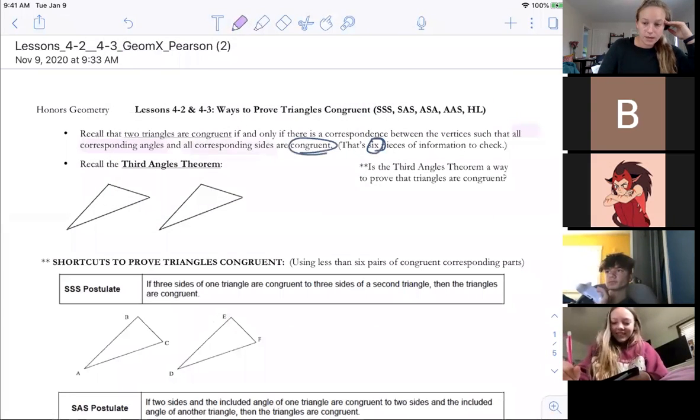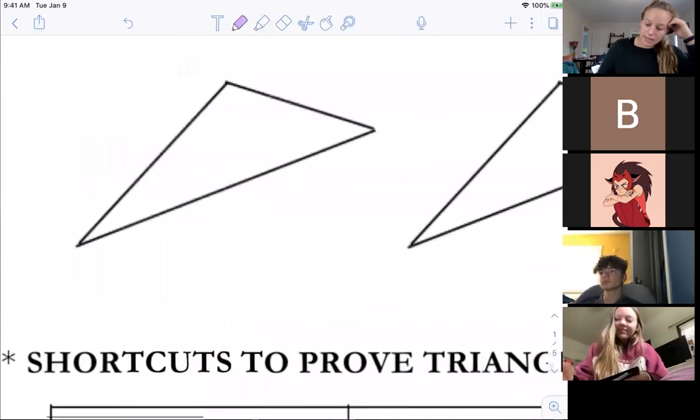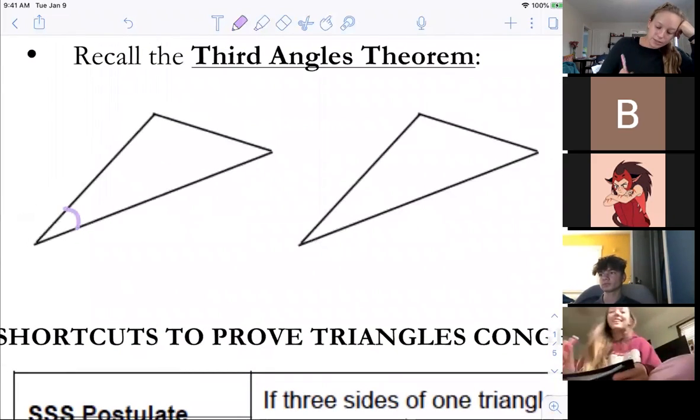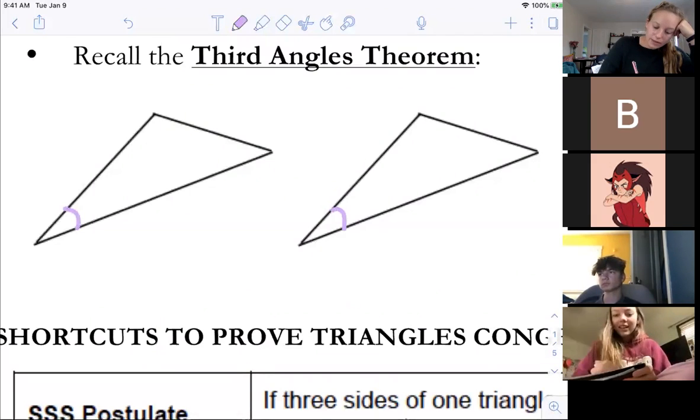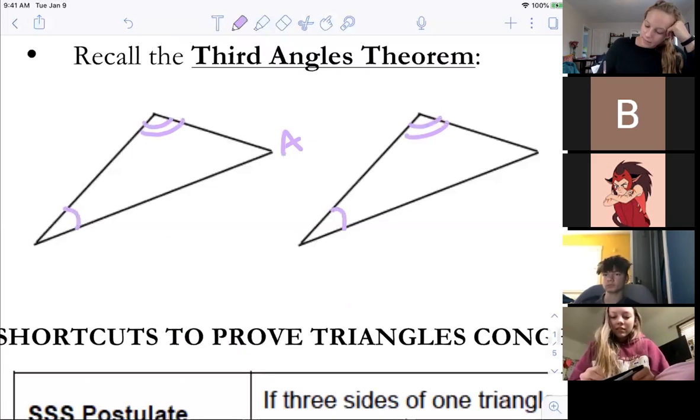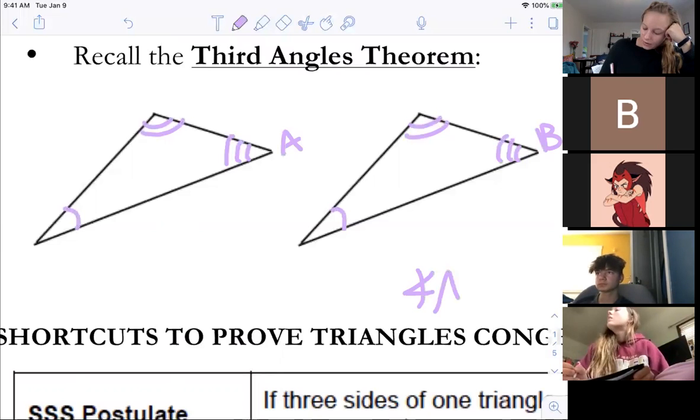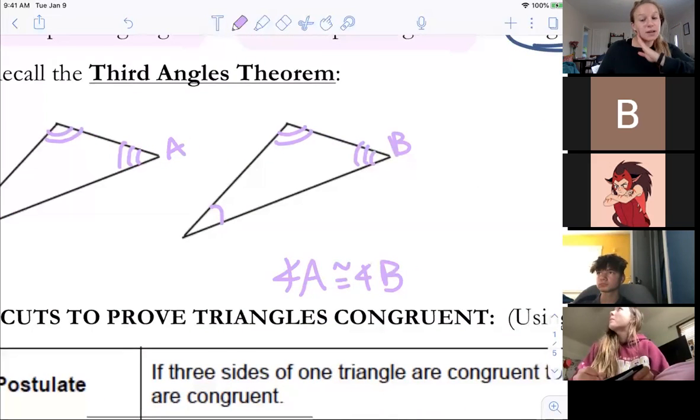But before we get there, let's go to our third angle theorem and let's remember what's going on there. So our third angle theorem says if these 2 angles are congruent and if these 2 angles are congruent, and let's label these A and B, then that means that A and B must be congruent because the 2 angles in both of the other triangles are congruent, so the third angles must also be congruent. 1, 2, 3, 1, 2, 3, and I'd write angle A is congruent to angle B. All right, that's third angle theorem.